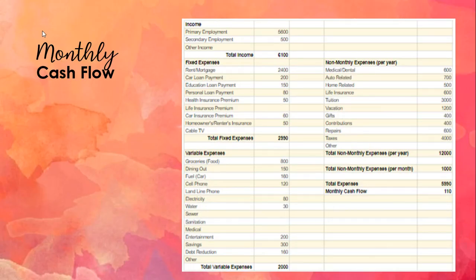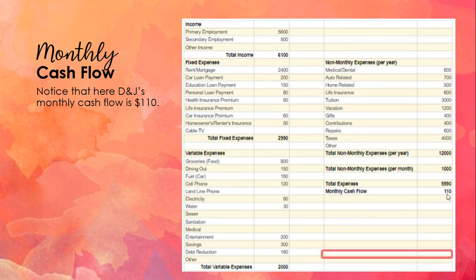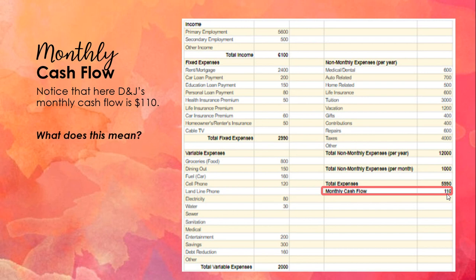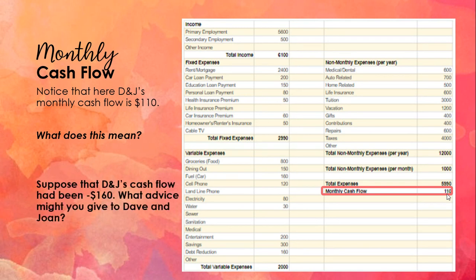Okay, so we went through this, we got all of those values. Notice that the monthly cash flow is $110. It's that positive value, meaning that they have more income than outgo, right? Right there. What does this mean? This means they're making more money than they're spending. This is a good thing for them. They can do whatever they would like with that extra money, with that extra $100 a month.